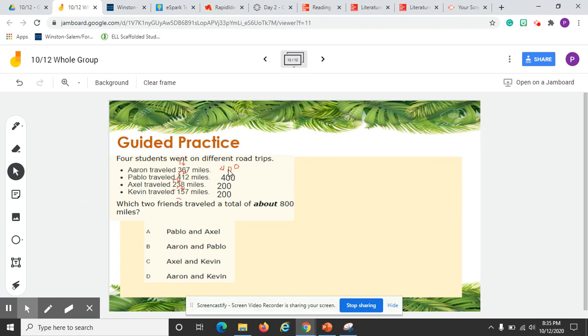Okay, now that we have rounded the numbers to the nearest 100, let's find out who among these friends will give us a total of about 800. Pablo and Axel. Pablo has 400, while Axel has 200. So 400 plus 200 equals, I know that 4 plus 2 is equal to 6, and then I just have to put the 2 zeros at the end. 600. So did it give me 800? No. So this one should not be an answer.